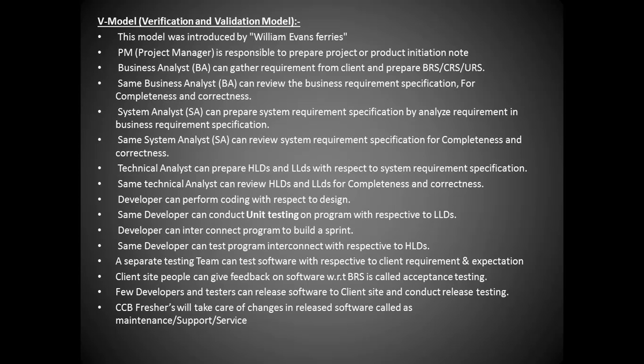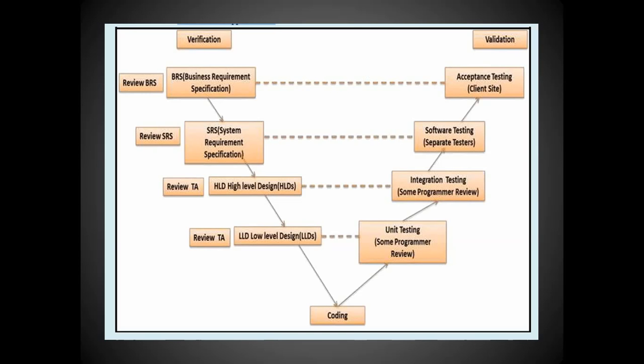A separate testing team can start testing the software with respect to the client requirements and expectations. Client side people can give feedback on the software with respect to the BRS, which is called acceptance testing. A few developers and the testers can release the software to the client side and they conduct release testing itself. CCB freshers will take care of changes in the released software, called the maintenance support services. This is the structure of that V model itself. Verification and validation, both we are going to be doing here.